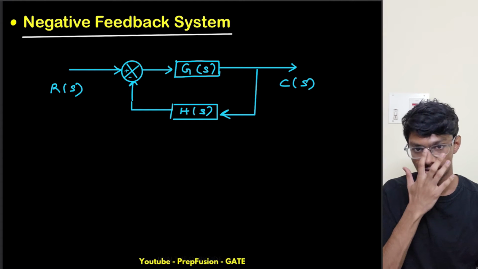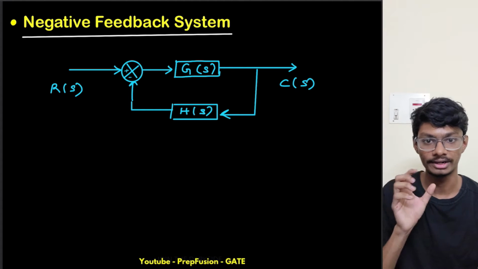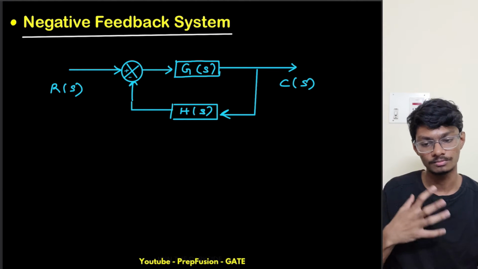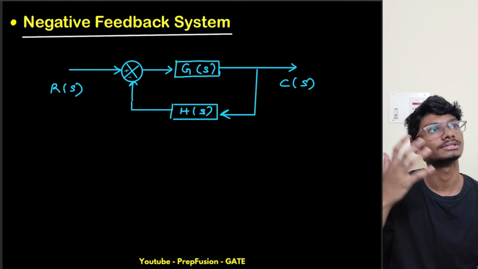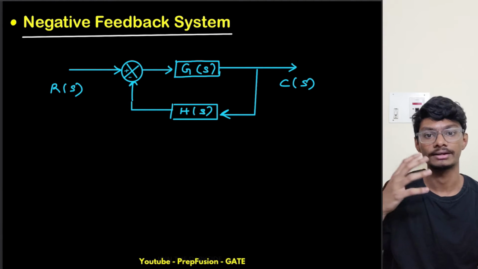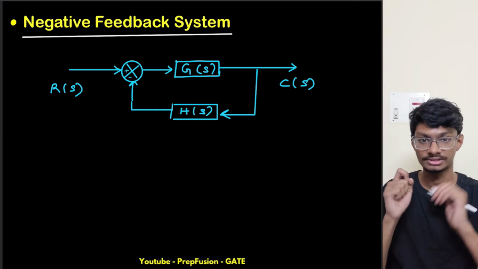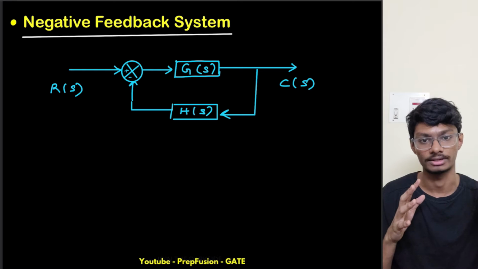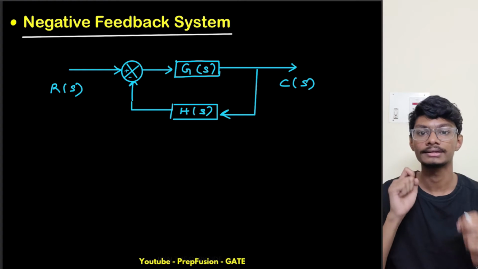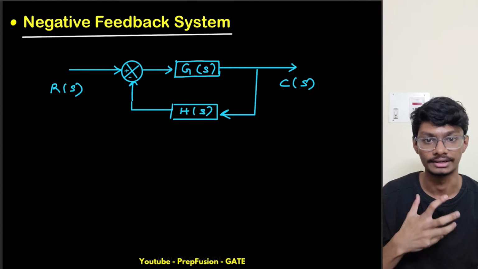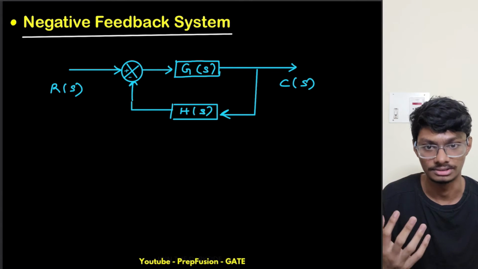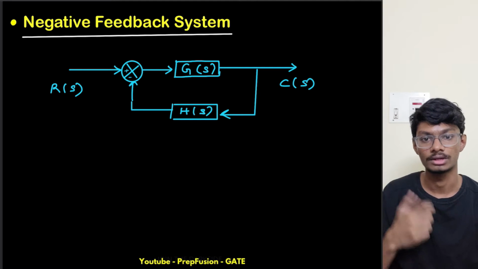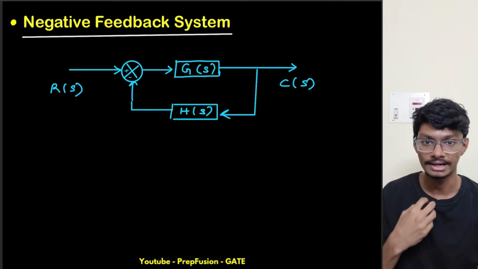Let's say this fan: I want it to rotate at a certain speed, or I want a certain amount of wind through it. Due to dust and other things, the fan is rotating slowly. So the system will give it more power so that the fan rotates faster and I get the desired wind that I need. That is what negative feedback does. It tries to keep the output at the same level, at our desired level.